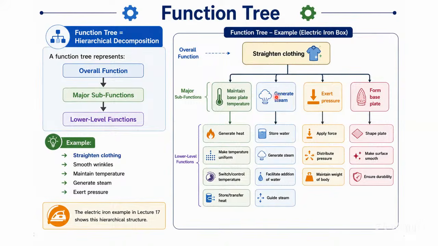So I think you can understand the hierarchy now. The overall function is to straighten the clothing. After that, you have major subfunctions, which are four listed here. After that, they are further divided into lower level functions. Achieving the lower level function is easier when compared to achieving the overall function in one shot. So with this ironing example, I think it will be easy for you to understand functional decomposition or the function tree now.